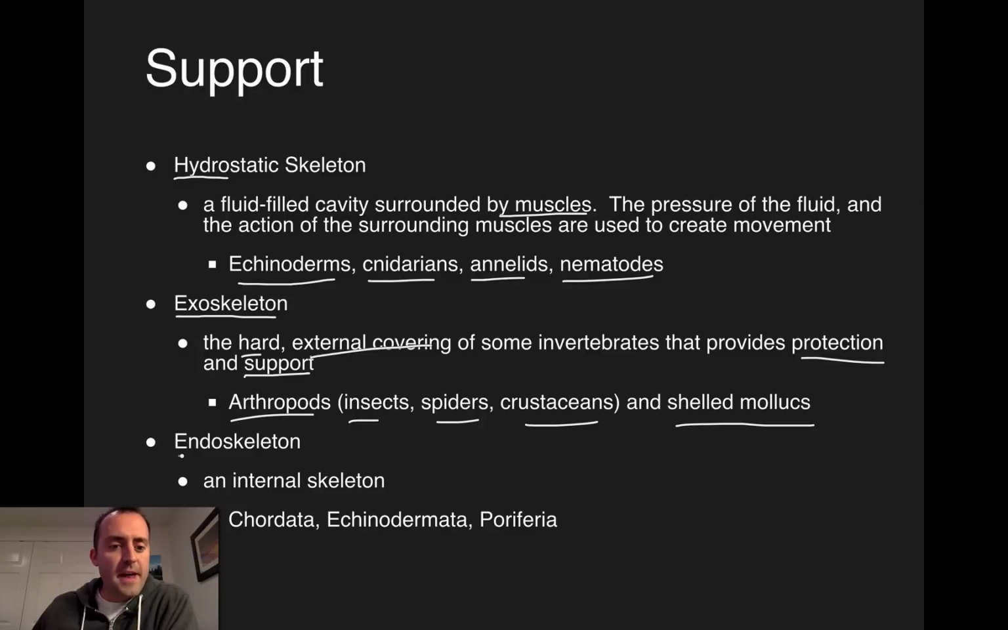Now, the advantage of an endoskeleton is that we don't have to shed our skeleton to grow. Our skeleton is found inside our bodies, and our muscles pull on those skeletal bones and allow us to move. Chordates, which is what we fall under, have endoskeletons. Echinoderms also have endoskeletons, like starfish. And then porifera, the sponges, the very simplest of all animals, even have an internal skeleton, not made out of bone, but made out of other compounds that give them some internal structure.